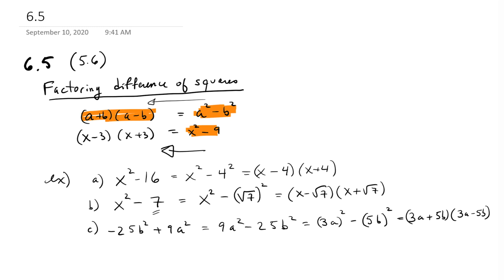See, on purpose, I've decided to start with a plus sign here just to show you that it doesn't really matter. But what's important is that you have a plus and a minus. You can't have two plus signs or two minus signs. That's impossible.